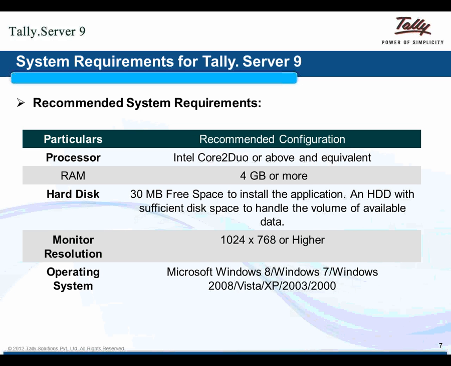So, what is the minimum system requirement to use Tally Server 9? Minimum, Intel Core 2 Duo or above equivalent. The RAM should be minimum 4 GB, hard disk 30 MB free space, and monitor as usual 1024 by 768 or higher. Currently we are supporting Windows 8, Windows 7, Windows 2008, Vista, XP, 2003, 2000 operating systems.